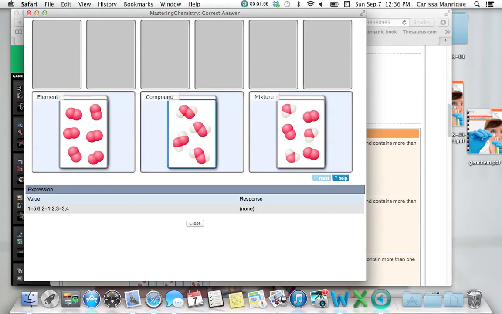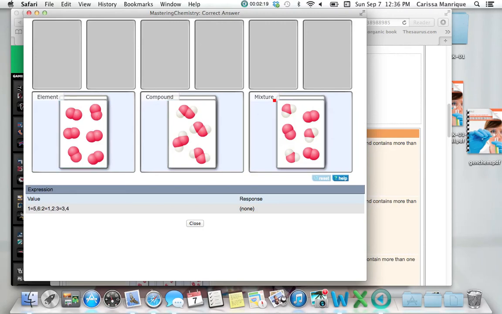A compound is made of two different ones. So let's say the red was oxygen and the white was hydrogen. All the compounds are the same, okay? But you see all of them have exactly two white, two red, two white, two red. So all of these are compounds. Notice all of these are two reds.